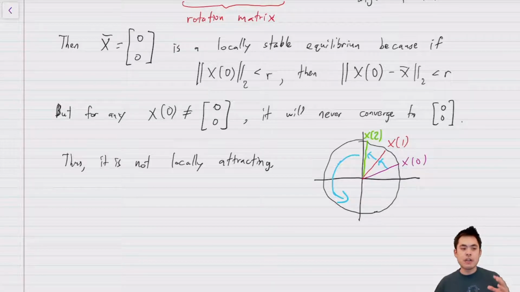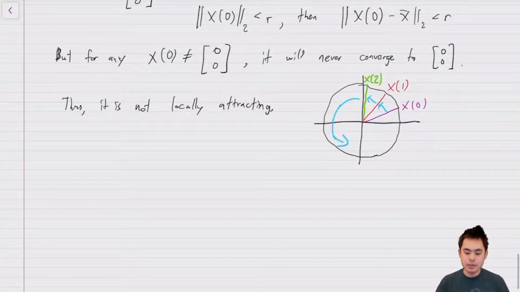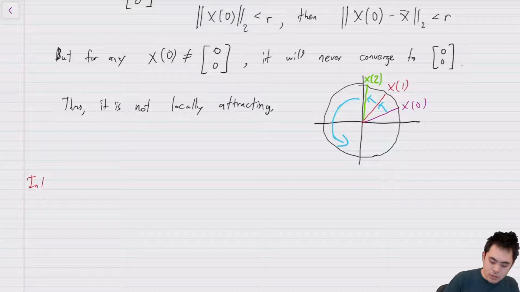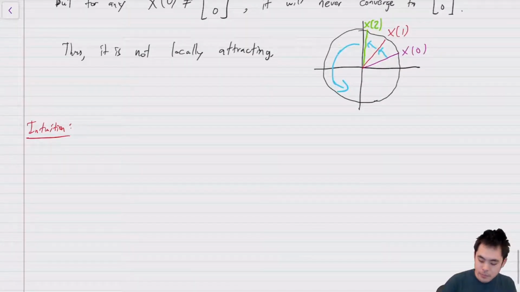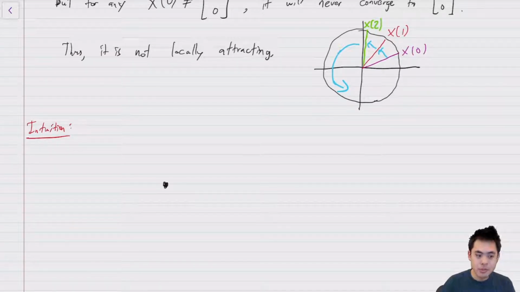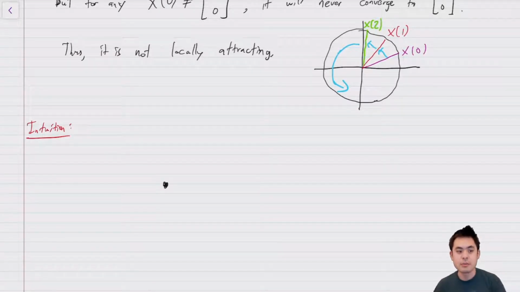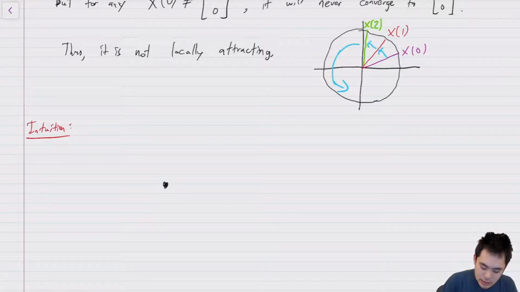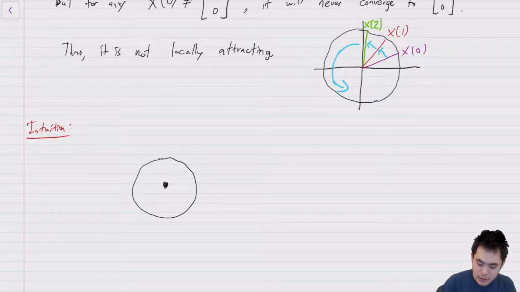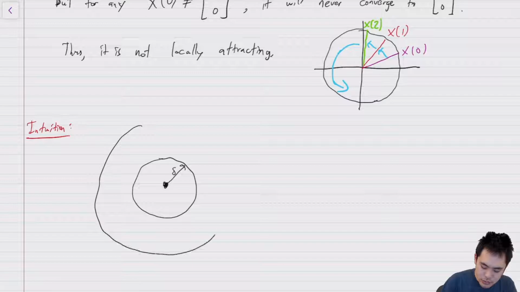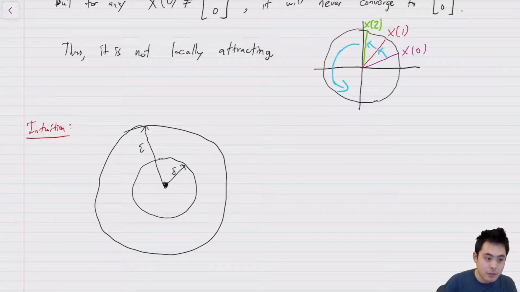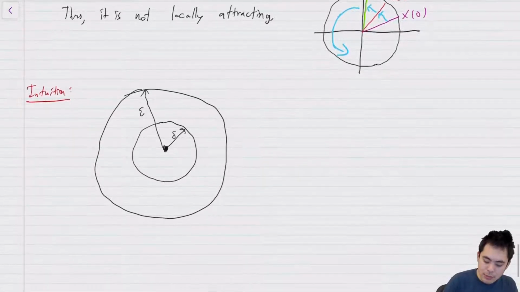Okay, and I'm just going to finish off with a little bit more intuition about what these different terms mean. So I'm going to try drawing it out a little bit. So let's suppose that this is our solution, and let's say that we put a circle of radius delta around here, and a bigger circle of radius epsilon around here.